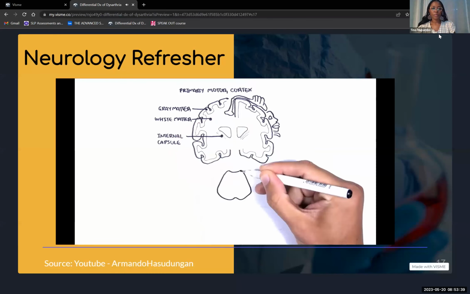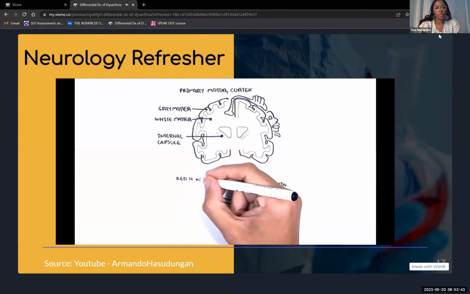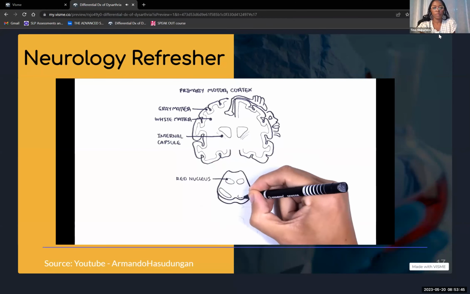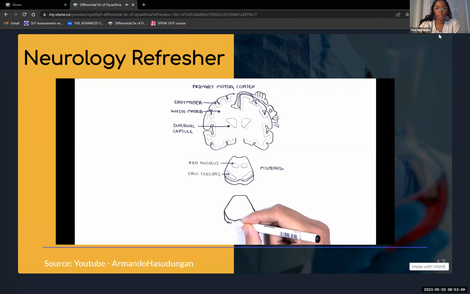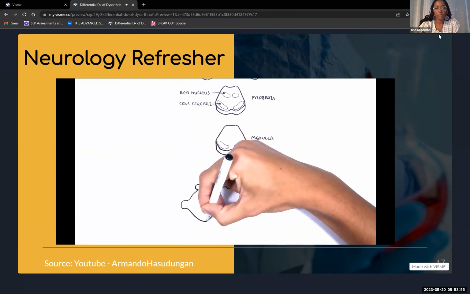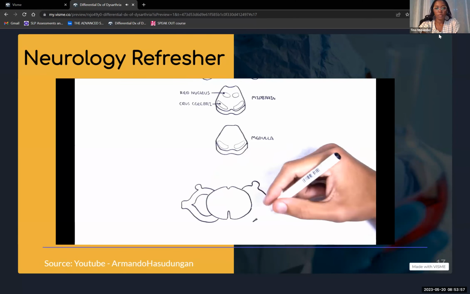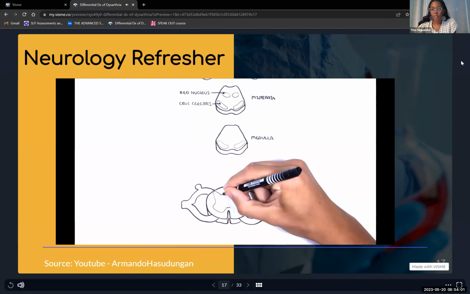Here is the brainstem, which is made up of 3 parts: the midbrain. Important areas here are the red nucleus and crus cerebri, and the pons, not drawn, as well as the medulla oblongata here. Here is a cross-section of the spinal cord where the communication between upper and lower motor neurons occurs. We will learn about this soon.